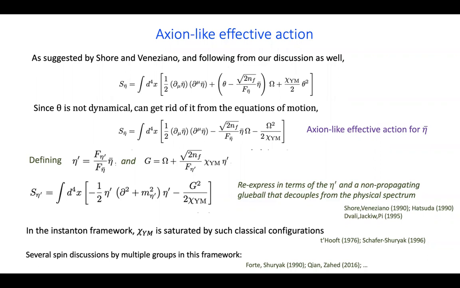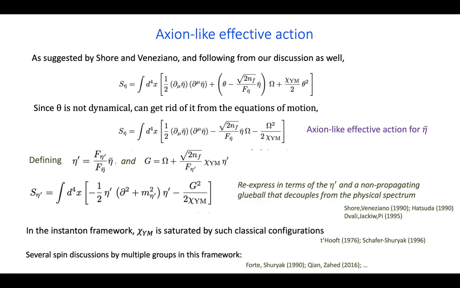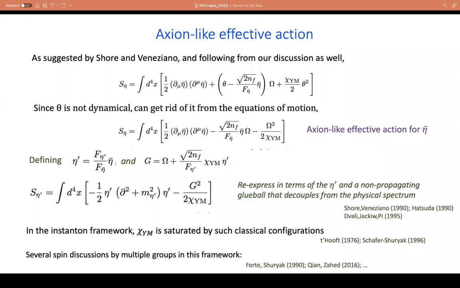And then you can do a field redefinition, and you see that, voila, you get the massive eta prime, okay, with a non-propagating theta. So this is just another way of saying that in the massless limit, the eta prime is the QCD axion. So how many people knew this? I mean, in the chiral limit, there is an axion in QCD, and that's the eta prime. And of course, it's also in large N_C. So it's the large N_C limit, but not N_C equal to infinity, that you have. And so this is exactly the same physics that goes through.